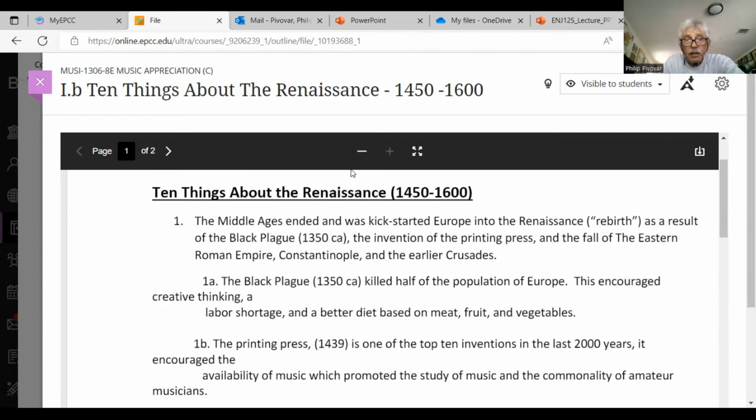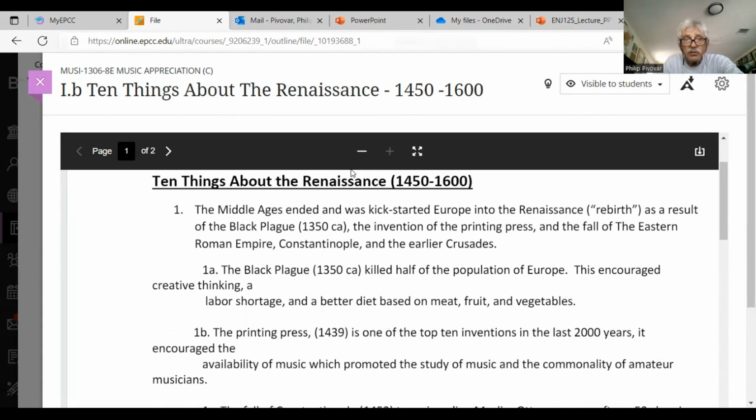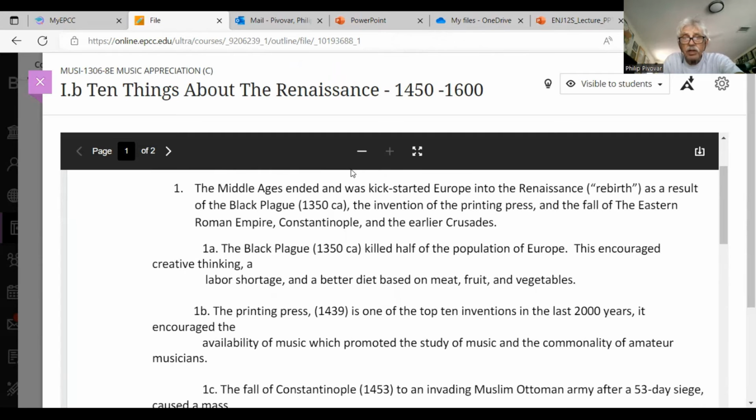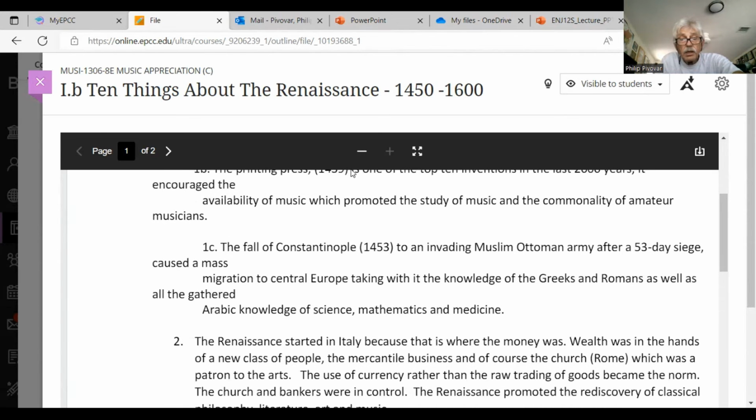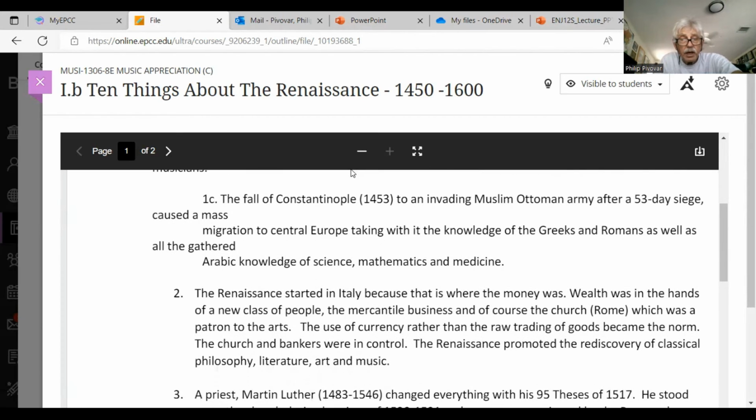Again, other things that led to the Renaissance, right? The end of the Middle Ages, the Black Plague, the invention of the printing press, the fall of Constantinople, which brought all this information. The Crusades from even the 1100s brought back books and knowledge and ideas. Constantinople fell after a 53-day siege, causing a mass migration to Central Europe, taking with it the knowledge of the Greeks and Romans, as well as all they could gather of Arabic knowledge of science, mathematics, and medicine.